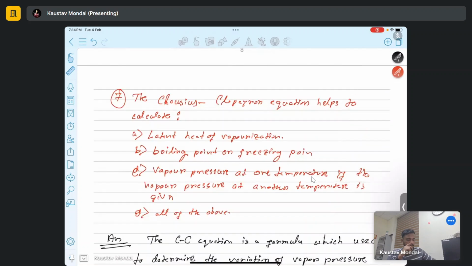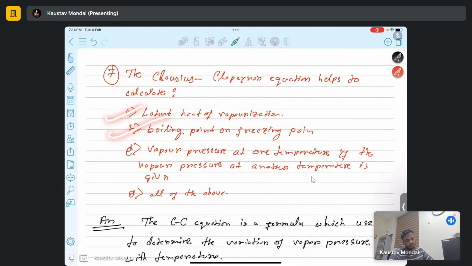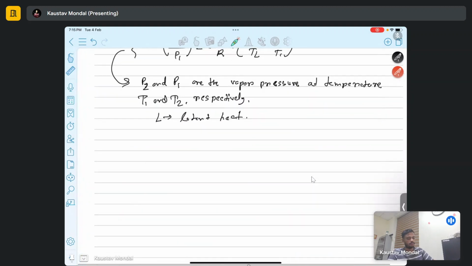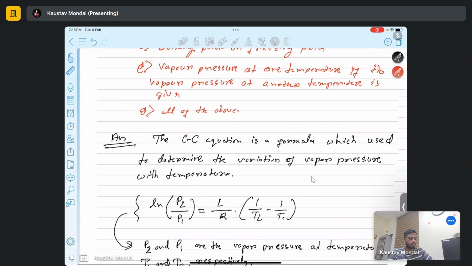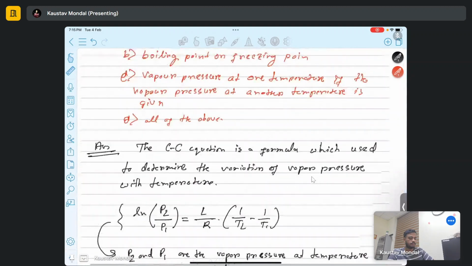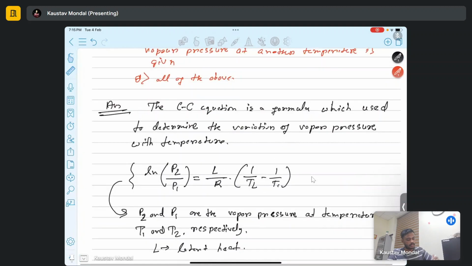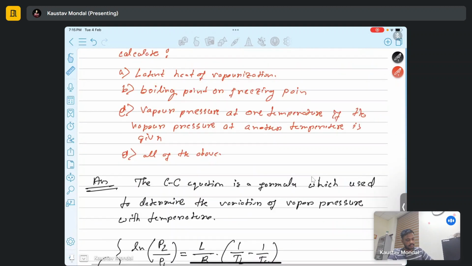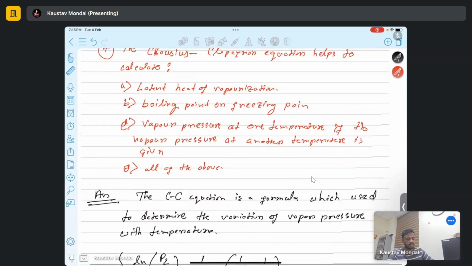Now in the problem there are four options given. The first two options are the latent heat of vaporization, and boiling point or freezing point. These two things you can calculate, but in order to calculate that, sufficient other information should be provided for the problem. You can calculate L, the latent heat, but in order to calculate it you have to know T2, T1, P2, P1, but that condition is not mentioned in these two options.